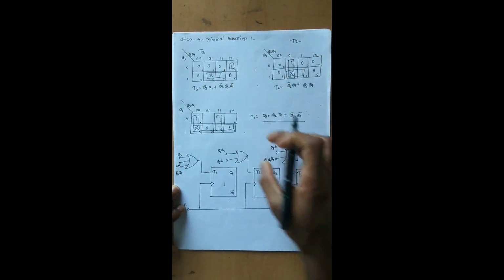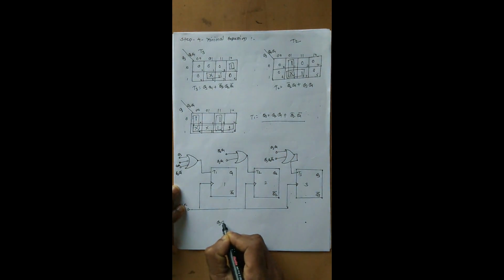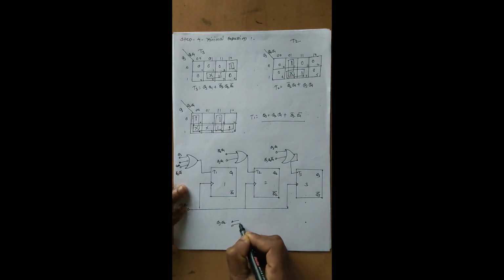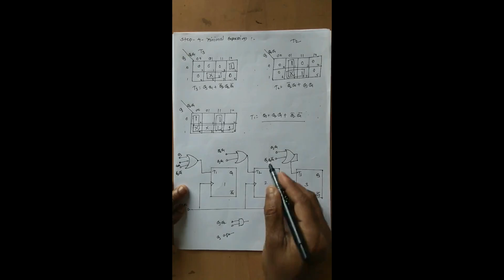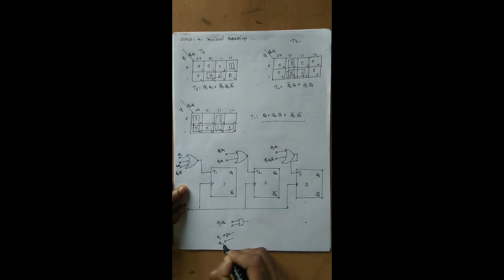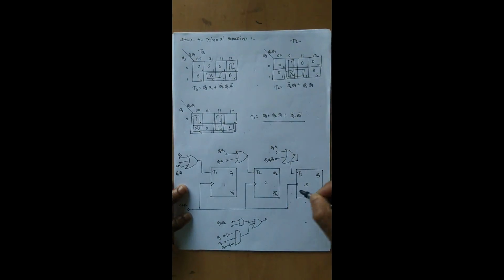In which way do we derive these equations? Suppose Q3 and Q2 is nothing but an AND gate. Q3 will use a NOT gate. We take one more input Q2 and one more input Q1, and they are ANDed together. And these are again ORed together, so we get this equation. In this way we are able to draw or design such kinds of diagrams.